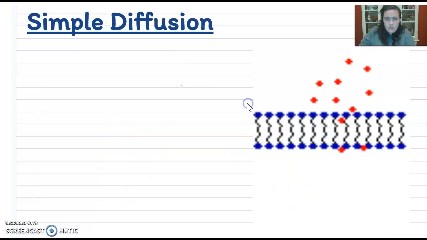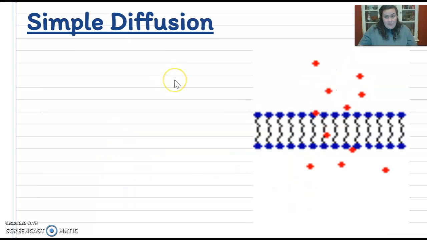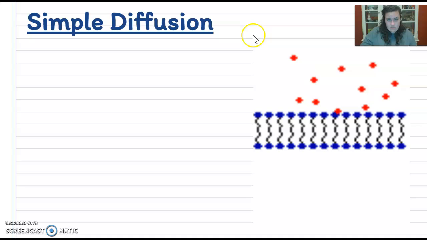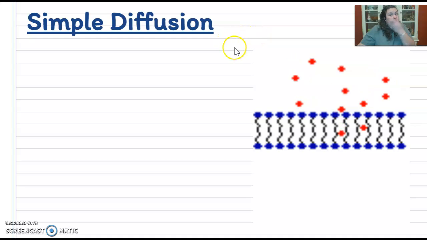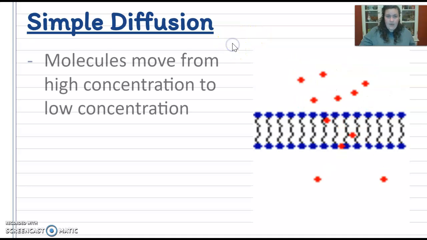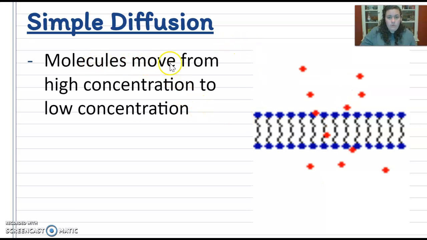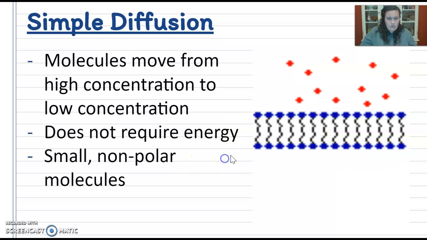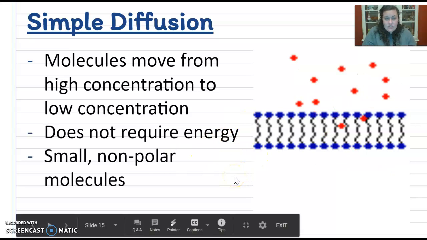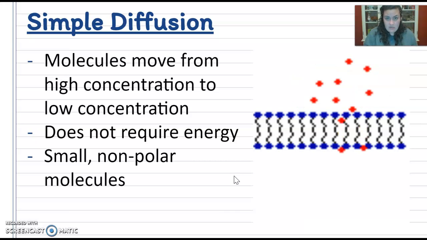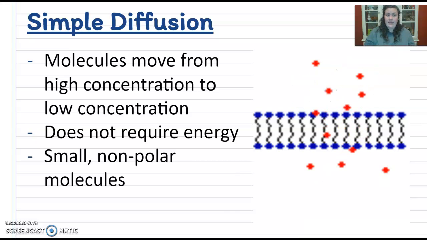Okay, so that's basically what our first type of movement around the membrane is: simple diffusion. So it is diffusion, it is simply diffusion. So molecules move from a high concentration to a low concentration. Oh no, I didn't say it. It should also say across a membrane. Okay, so molecules move from a high concentration to a low concentration across a membrane.